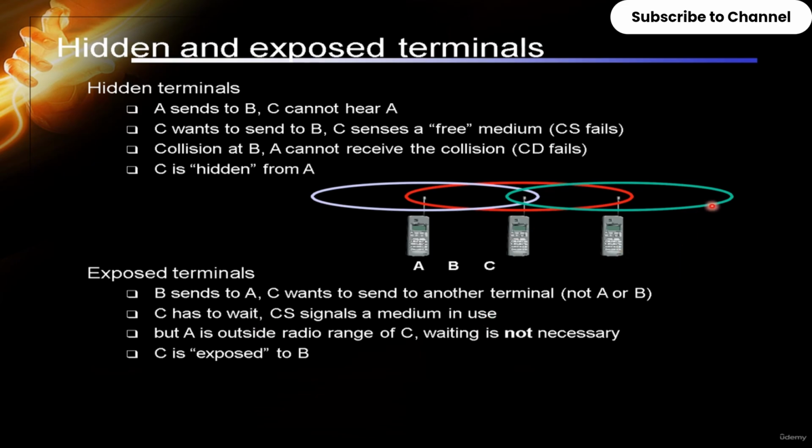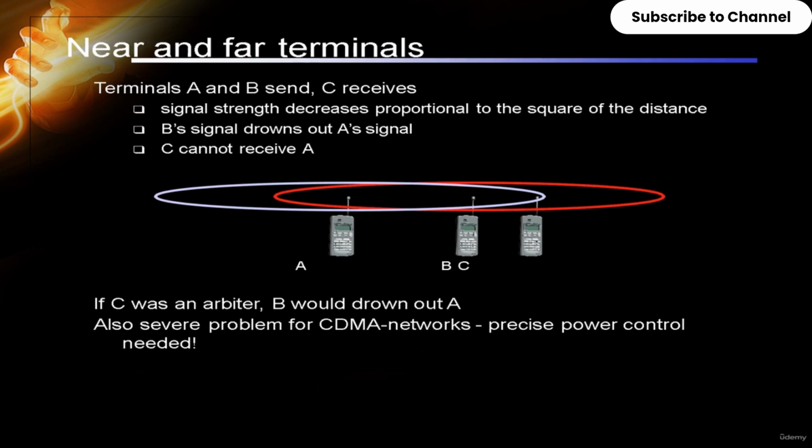Assume here another station D is there and C wants to send to D, but since the medium is identified as busy, C is not able to send to D. So this is known as the exposed terminal problem.